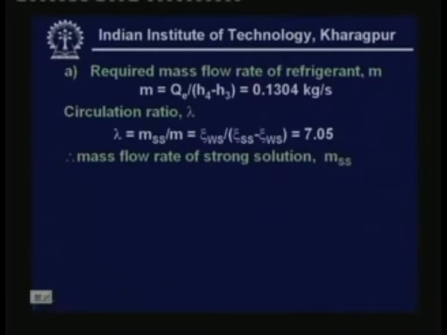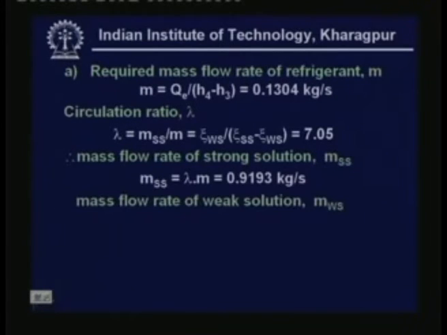So, once you know the circulation ratio, you can easily find out the mass flow rate of strong solution, which is nothing but circulation ratio into mass flow rate of refrigerant, which is equal to 0.9193 kg per second. And mass flow rate of weak solution, this you can easily obtain from the mass balance across the absorber, and we have shown that this is nothing but circulation ratio plus 1 into mass flow rate of refrigerant. Okay. So, if you are substituting these values, you find that mass flow rate of weak solution is nothing but 1.05 kg per second. Obviously, the difference between the weak solution flow rate and the strong solution flow rate should be equal to refrigerant flow rate, okay, because the mass has got to be balanced.